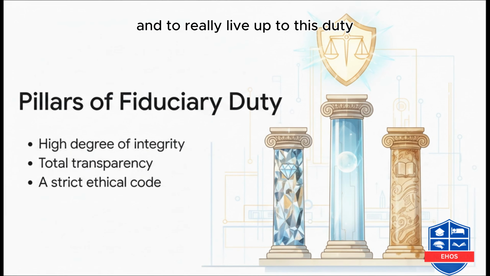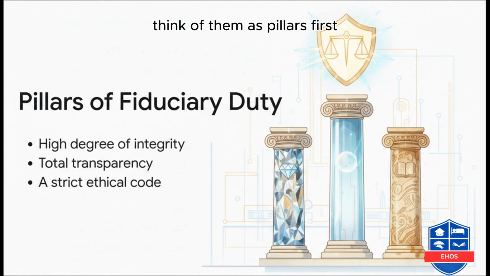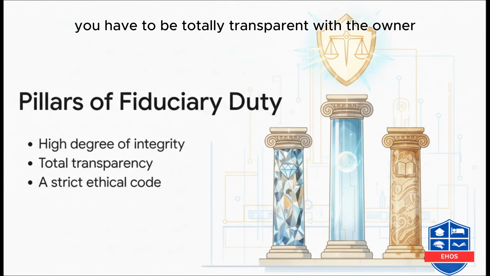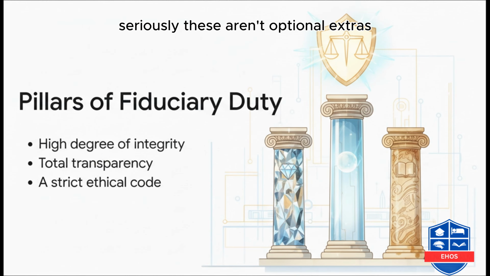And to really live up to this duty, you've got to have three things locked down. Think of them as pillars. First, an incredibly high degree of integrity, because you're going to be dealing with a lot of sensitive information. Second, you have to be totally transparent with the owner. And third, you must live by a strict, non-negotiable ethical code. Seriously, these aren't optional extras, they're the price of entry.